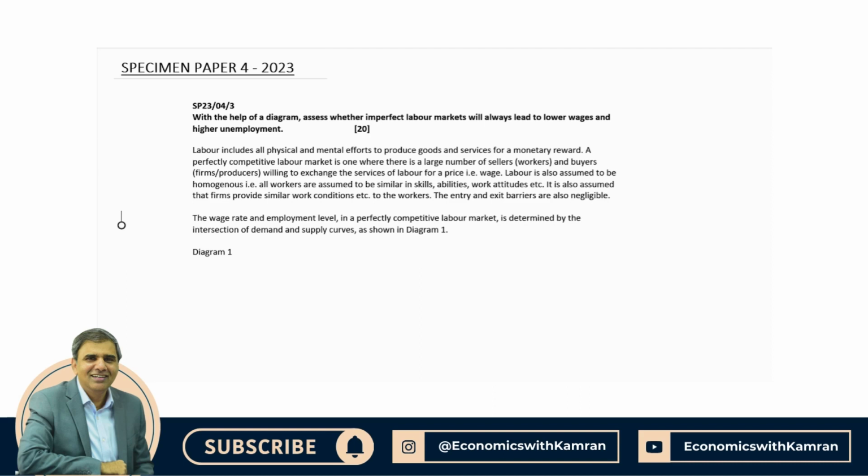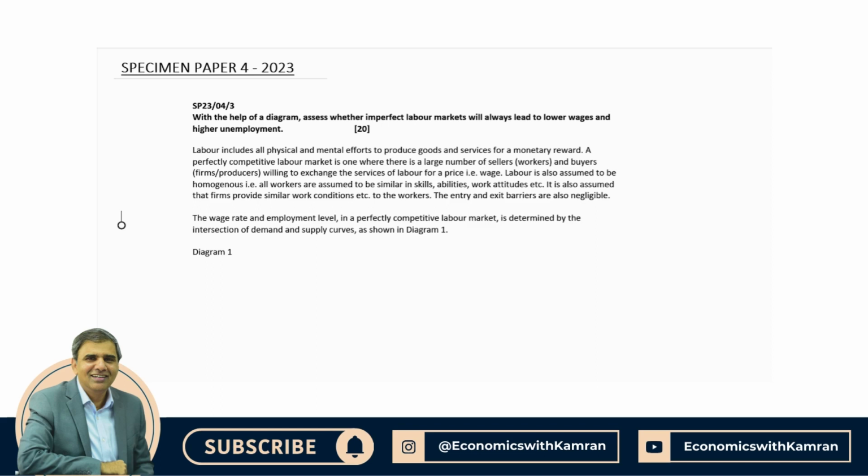Of course, like other questions, we will be doing this analysis, and analysis will be of both sides of the argument. So we will say in one part of our sample answer that yes, imperfect labor markets will lead to lower wages and high unemployment, but in another section of our essay we will say that even in imperfect labor market there may be higher wages and lower unemployment. And of course we also need to tell what is a perfect labor market and what is an imperfect one.